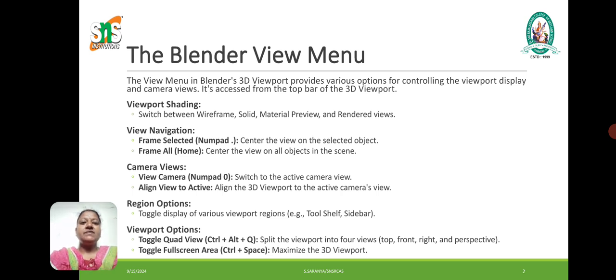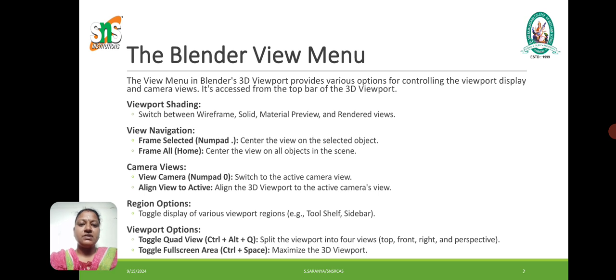Viewport shading: switch between the wireframe, solid, material preview and rendered views. View navigation: frame selected, numpad period, centers the view on the selected object. Frame all, home key, centers the view on all objects in the scene. Camera view is numpad 0, which switches to the active camera view. Align view to active aligns the 3D viewport to the active camera's view.